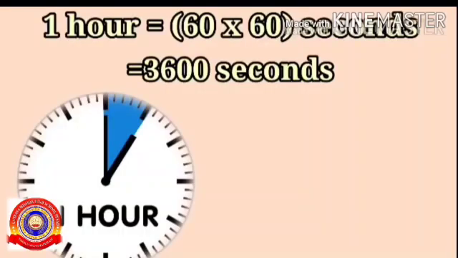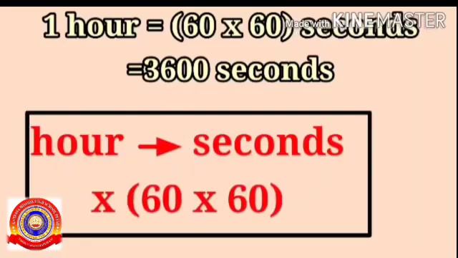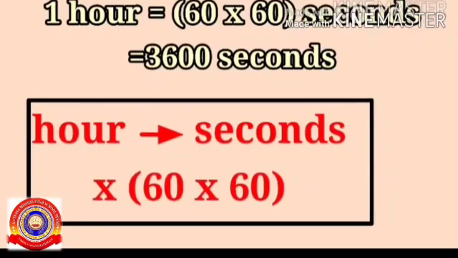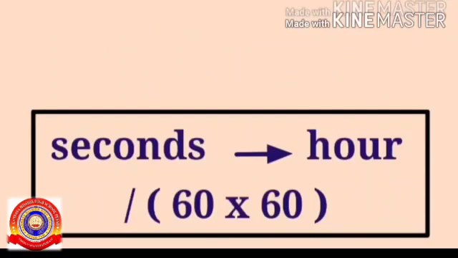Next is how to convert hour to seconds. We know in 1 hour there are 60 minutes and in 1 minute there are 60 seconds. So in 1 hour multiply 60 twice, that is equal to 3600 seconds. To convert hour to seconds, multiply 60 twice. And to convert seconds to hour, divide by 60 twice.